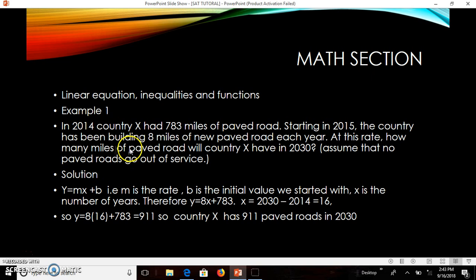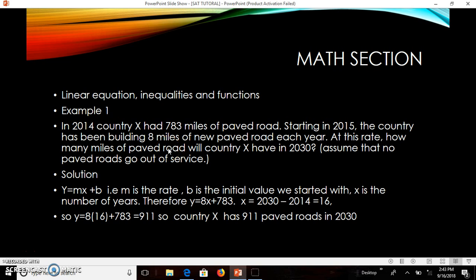But based on this question, it has to be years. You understand? Because that's the duration. Therefore, y equals 8x plus 783. 783 is the initial amount we started with in 2014. Then the slope, the rate of change: they said they started building 8 miles of new paved road.